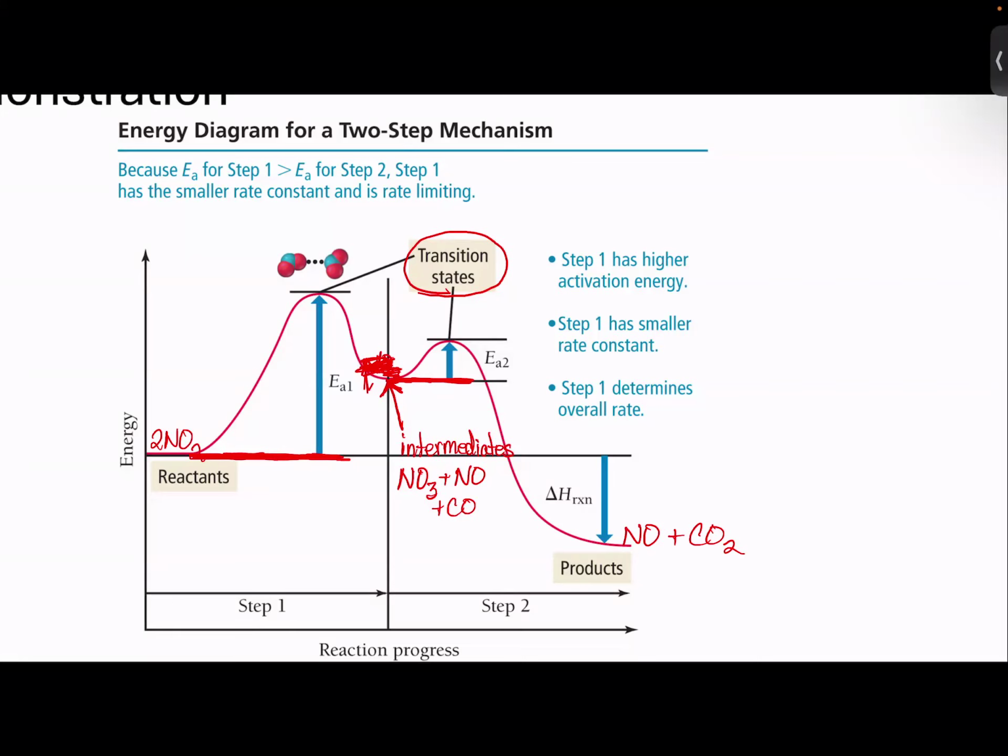This transition state here is where the nitrogen trioxide is reacting with the carbon monoxide. And something's going on between those two molecules at that point before it tips on over to form the final products.